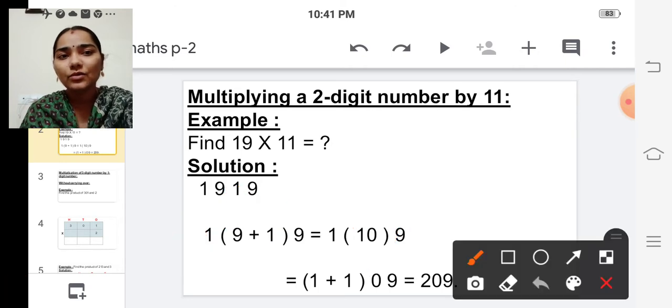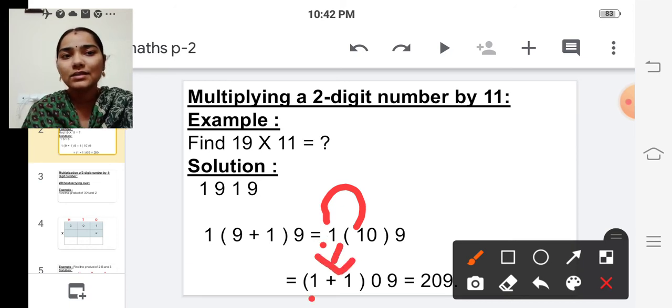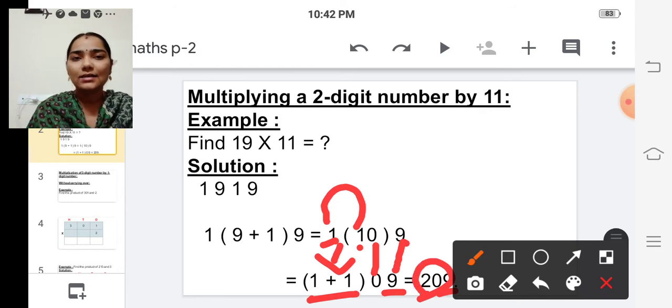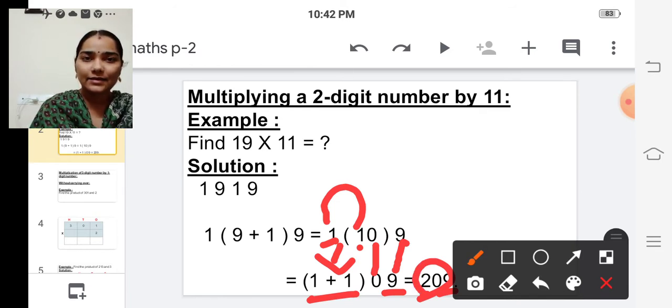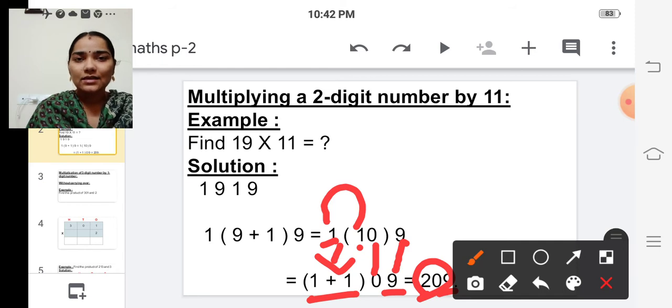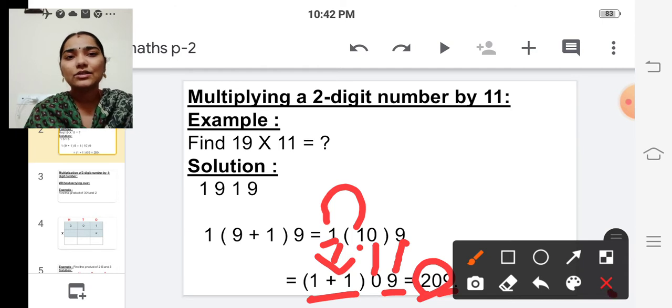So here we have to carry over this 1 to the next place. So it becomes 1 plus 1, this one plus this one. And here this 0 stays as it is and 9 comes as it is. Now 1 plus 1 is 2. And write this 0 and 9 as it is. So we have got the answer 209. Is it very easy? Yes, it is very easy to multiply.